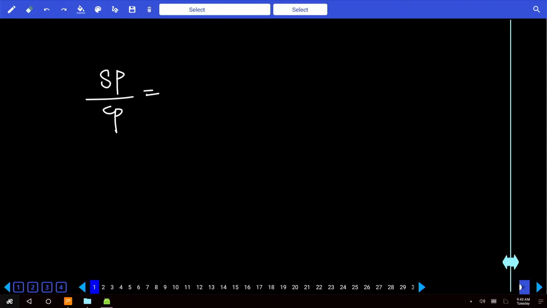To the wholesaler, how much did you pay? 100 rupees. Right? And how much are you getting back? 120. So you paid 100 but are getting 120. Your cost price is 100 but you are getting 120. That is the first transaction.